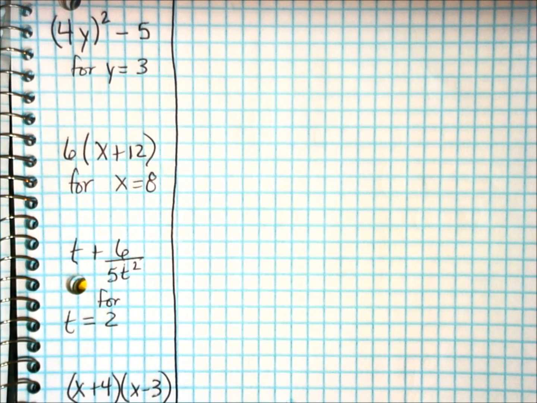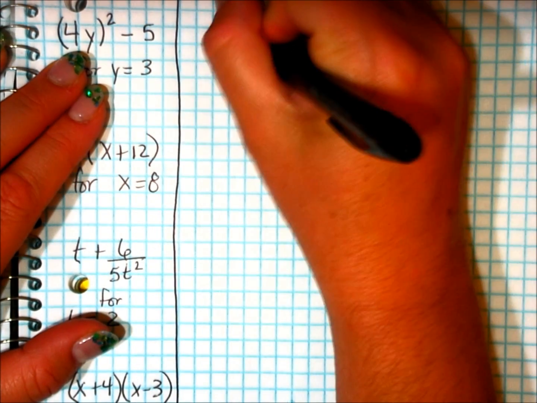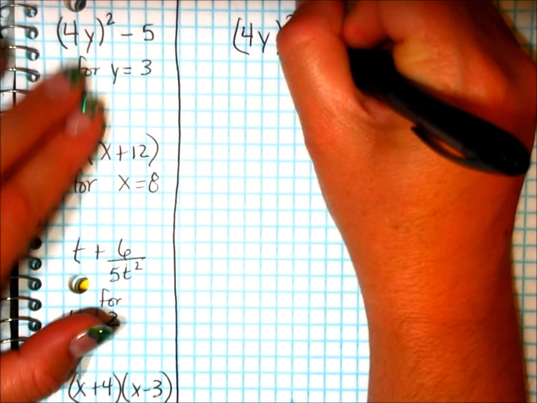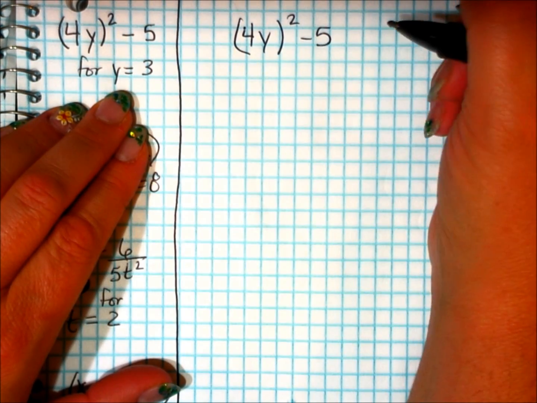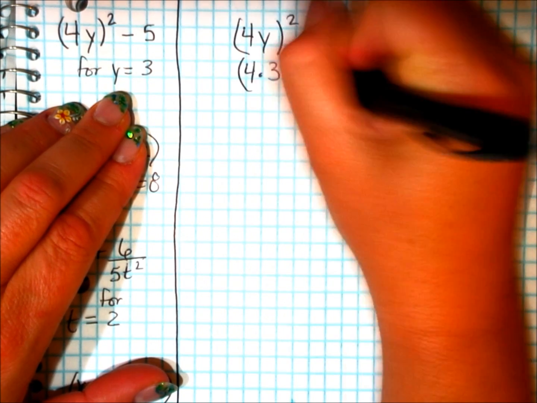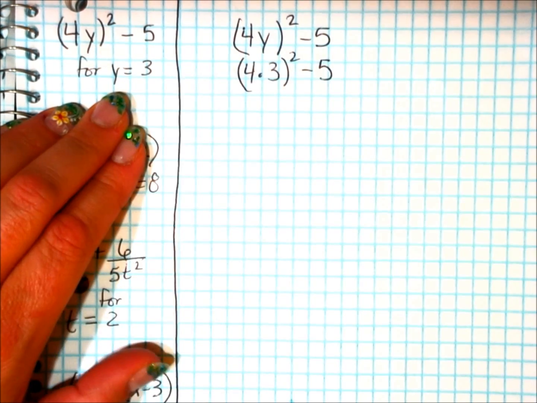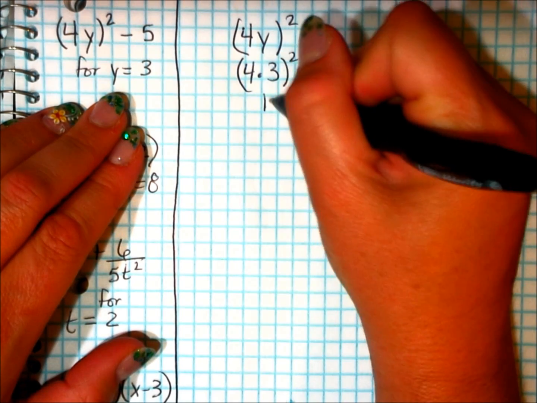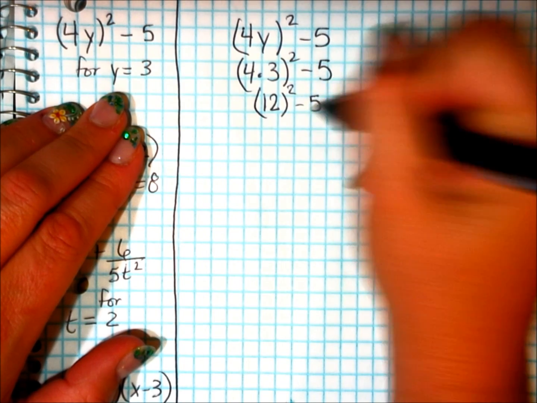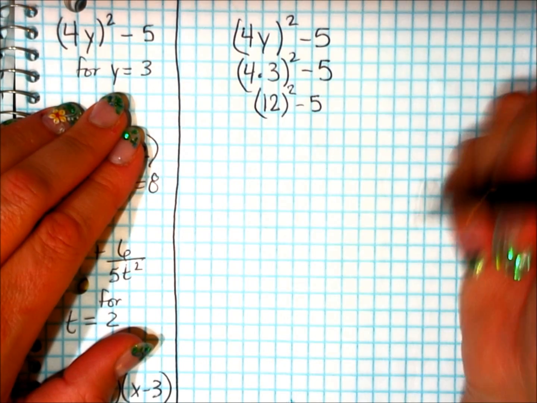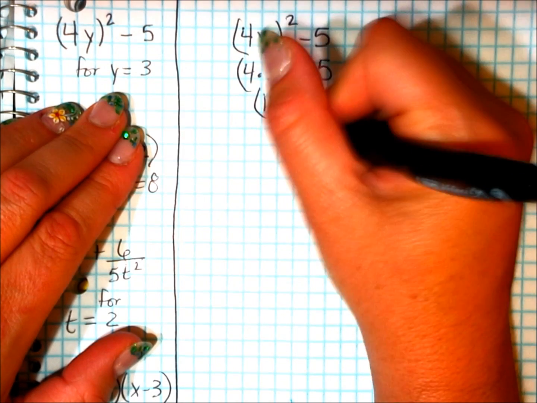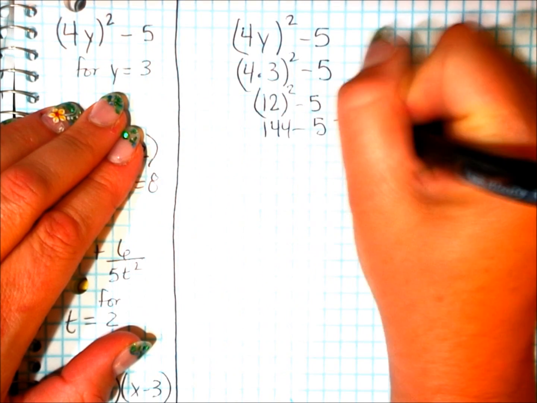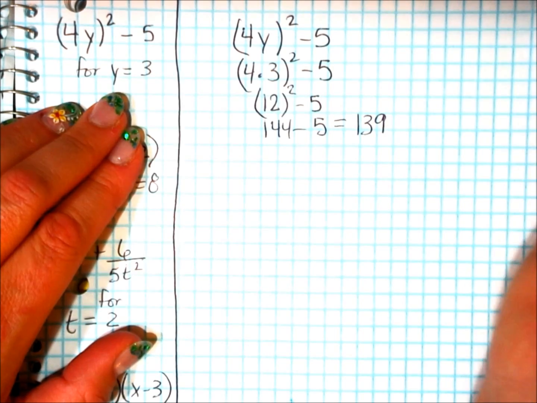All right, so now we're going to do some problems to practice order of operations, associative, commutative, everything we've talked about. First we have 4 times (y squared minus 5) when y equals 3. I'm going to put the y equals 3 in. I substituted first. I want to do parentheses first. 3 times 4 is 12 squared minus 5. I do exponents next. 12 squared would be 144 minus 5, which would be 139.